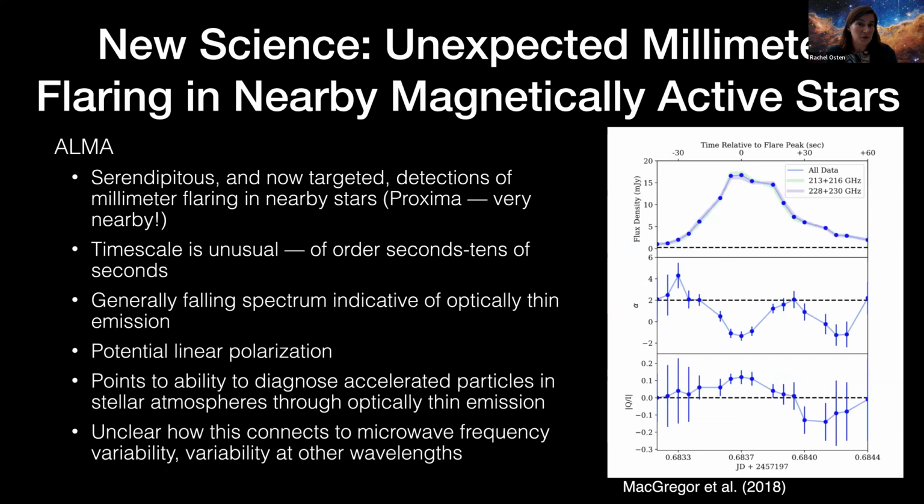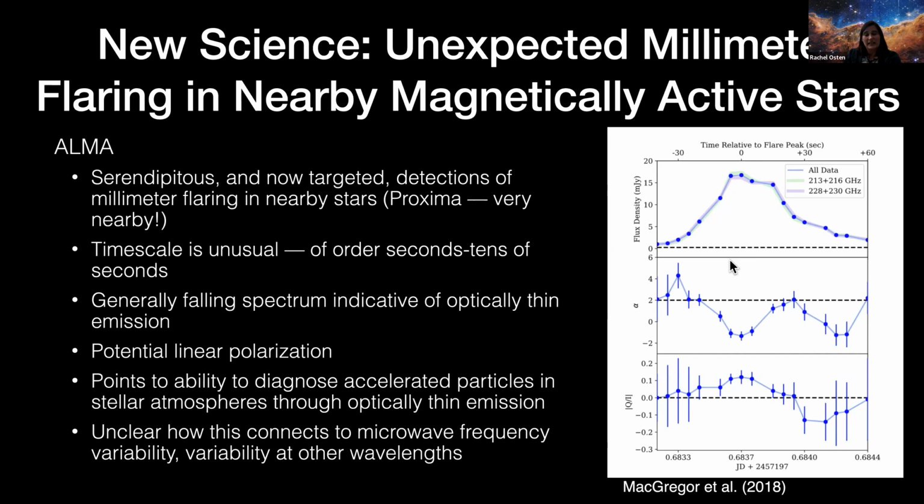All right, and so switching gears a little bit to another part of the electromagnetic spectrum, but one that's relevant for STROBE-X. In the last couple of years, there's been some unexpected results from the millimeter regime, probing flaring in nearby magnetically active stars. So the first couple plots I'm going to show you are from ALMA, but it's not just ALMA. Finding serendipitous and now targeted detections of millimeter flaring in nearby stars. The example on the right is the first one from Proxima, which of course is very nearby.